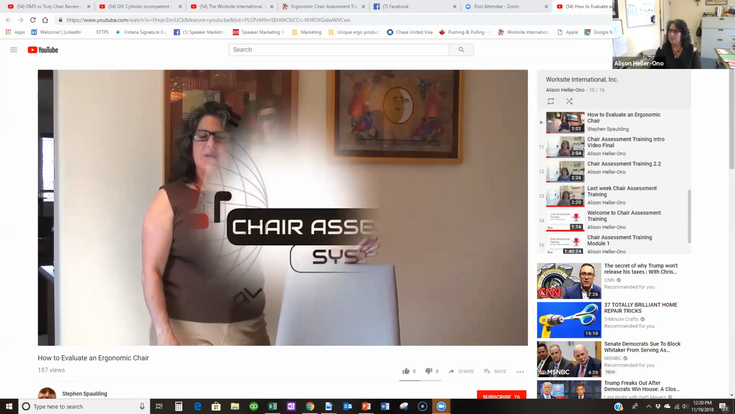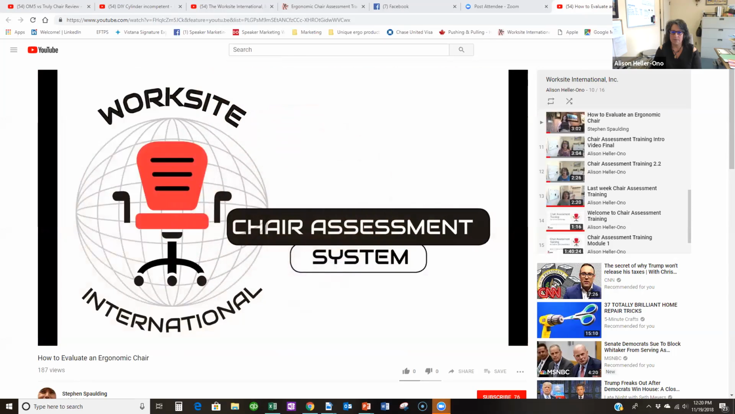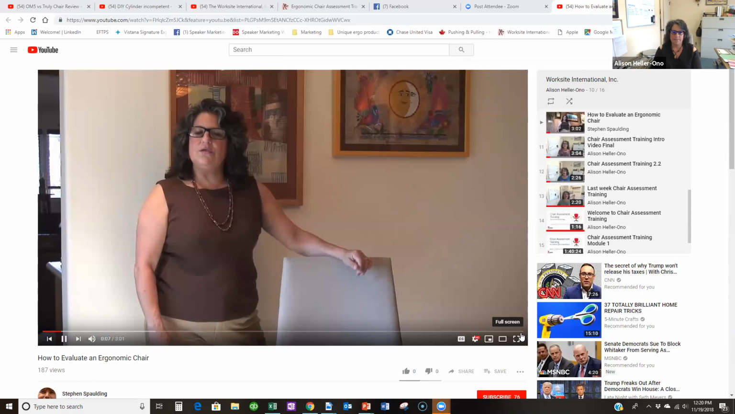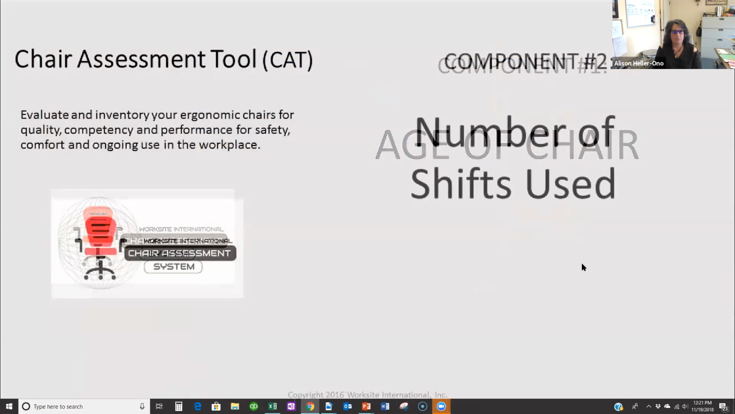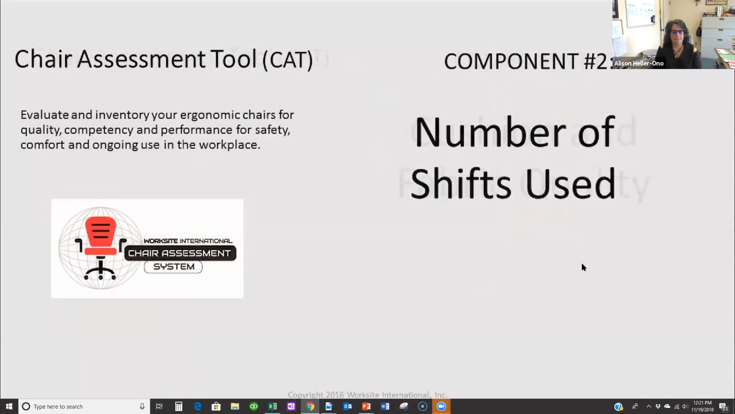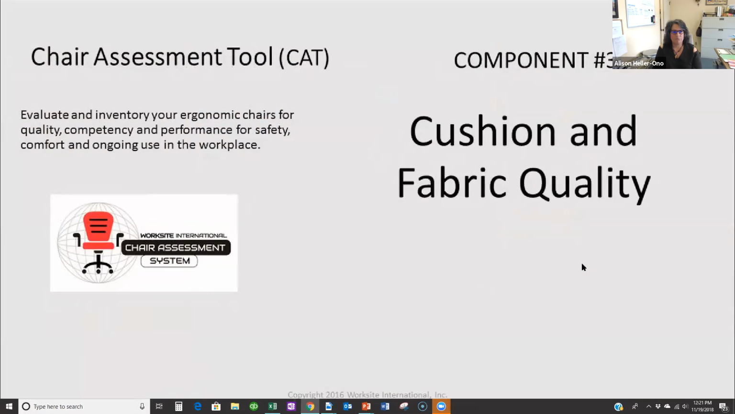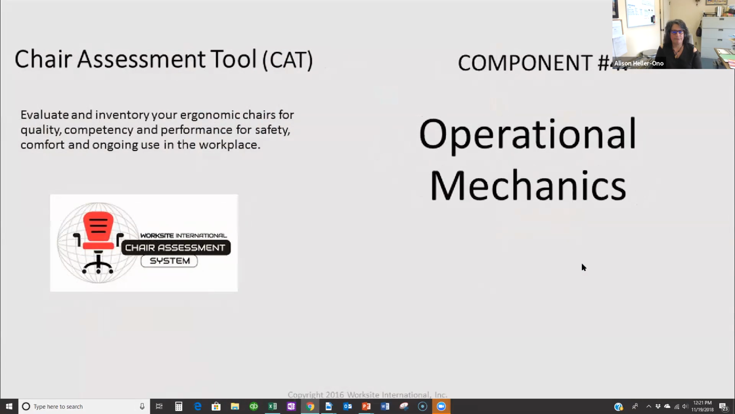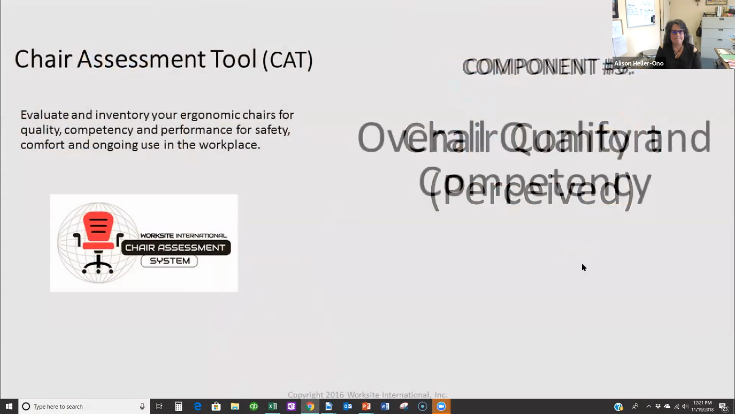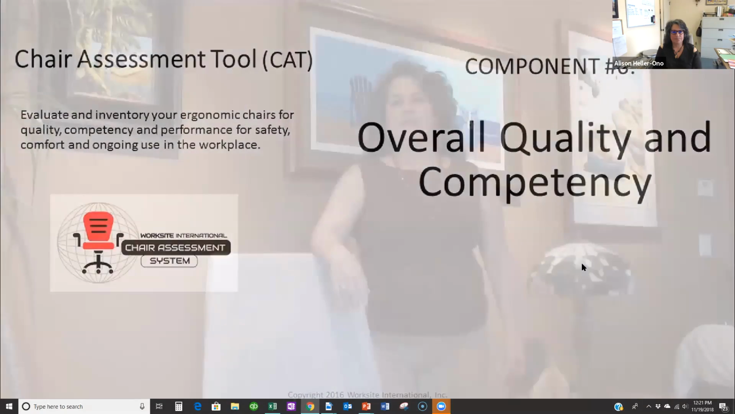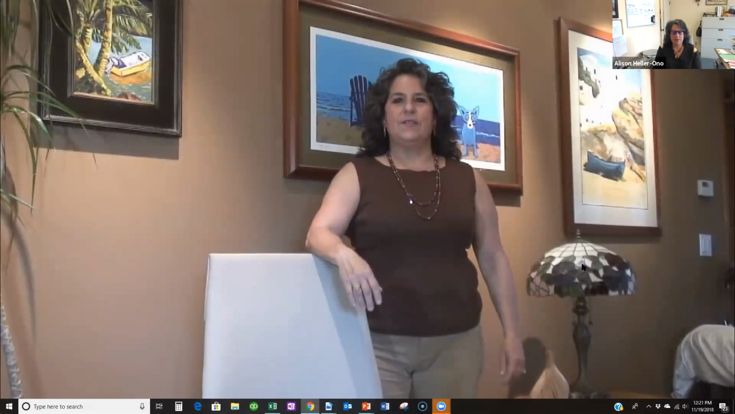Today I'm going to introduce you to the Worksite International Chair Assessment System. We're going to use the chair assessment tool to assess how the life cycle of this chair is holding up over time. It's important to evaluate 6 primary components: the age of the chair, whether the chair is used for 1, 2, or 3 shifts, the cushion and fabric quality, the operational mechanics of the chair, comfort as perceived by the end user, and the overall quality and competency of the chair, taking all factors into consideration.